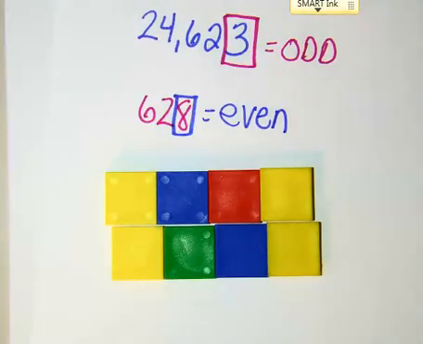Got it? What I want you to do is come up with 3 examples: 1 even, 1 odd, and then the third one you can pick anything you want. Come up with 3 different numbers and determine whether they're even or odd.